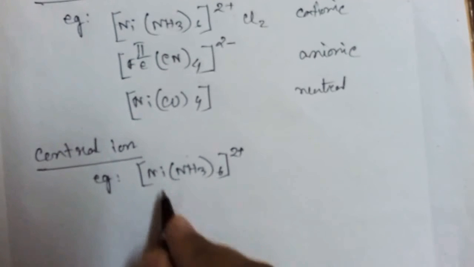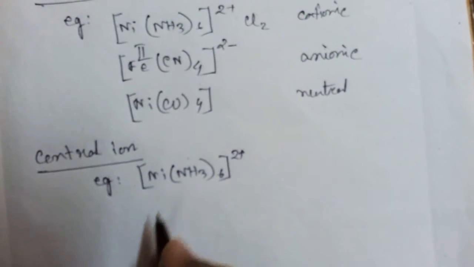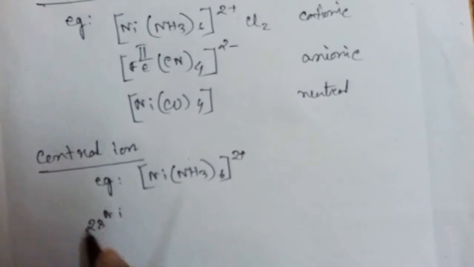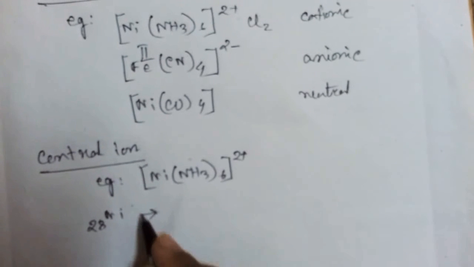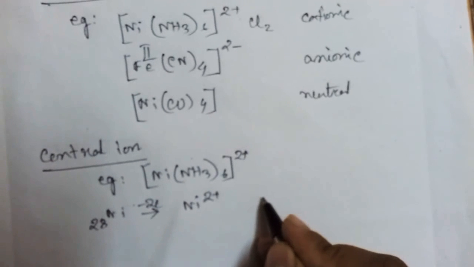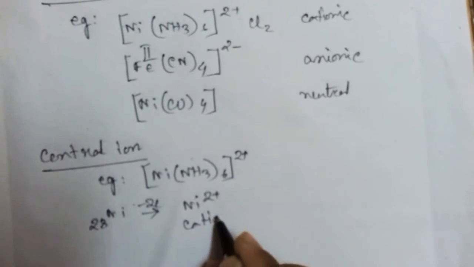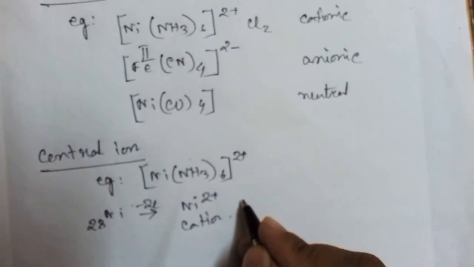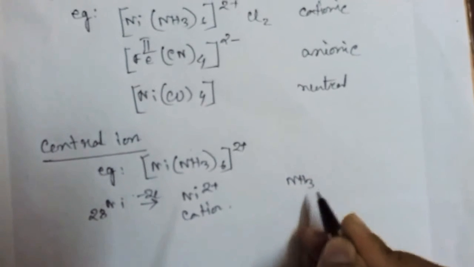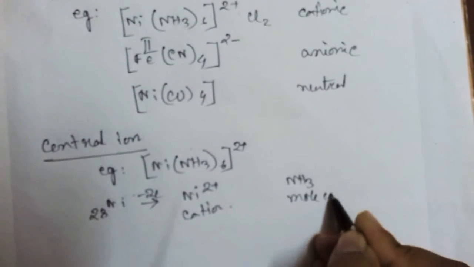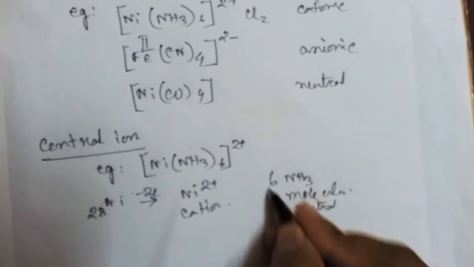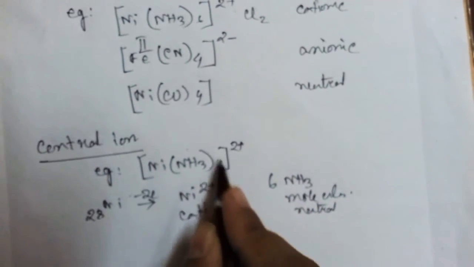Now in this complex, this is a metal, and we know nickel is of atomic number 28, and if 2 electrons are given away, nickel will be 2+. And this is a cation. So this cation is coordinating with ammonia. These are neutral molecules actually. So they are coordinating with 6 ammonia molecules to form this coordination entity.